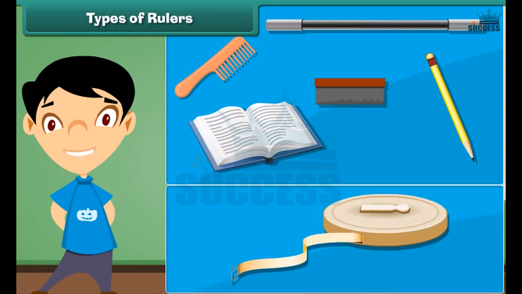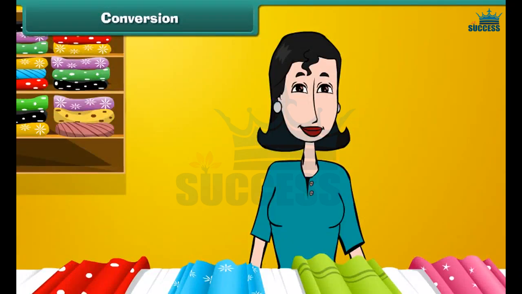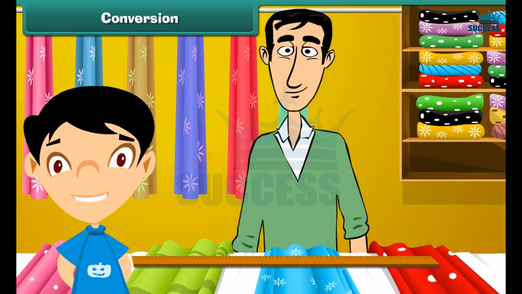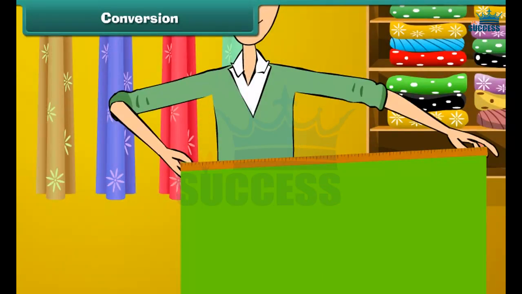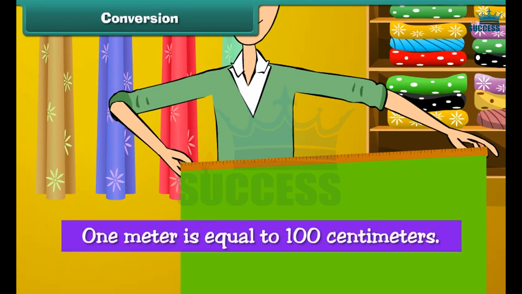A measuring tape is used to measure long things. Your mother is in market to buy shirt cloth. Can the shopkeeper measure a shirt piece with a ruler? Yes, he can measure, but the work would be tedious and time-consuming. He measures it with the help of metric tape. It will take less time and less effort. 1 meter is equal to 100 centimeters.